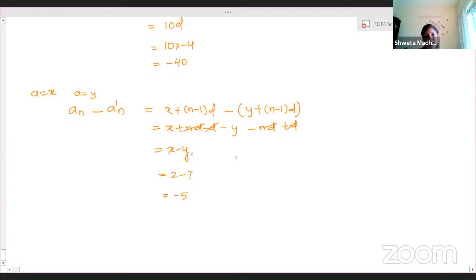So n can be the 10th term, the 21st term, anything. This is a general term, so you can substitute any value. It will remain equal to the difference between their first terms, x minus y. Clear? Yes, ma'am.